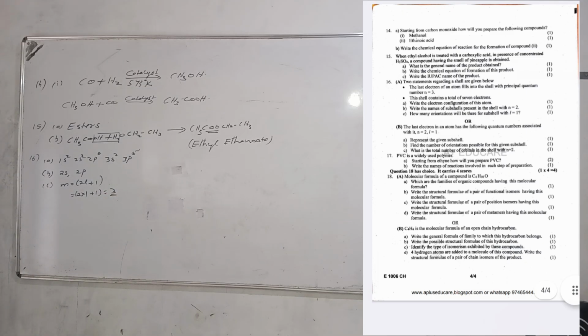How many orientations will be there for a subshell with l equal to 1? When l is equal to 1, there are 3 orientations. That is the p subshell. The p subshell has 3 orientations.